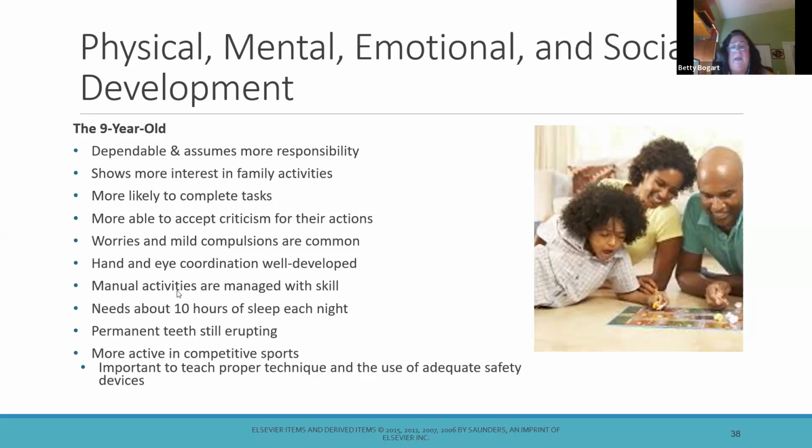They worry a lot. They worry about things like money problems. They worry about time management, bedtimes. They worry about many things that we don't even think about. Hand and eye coordination is really good. That's why they play softball, basketball, baseball now, right? Soccer, football. They need about 10 hours of sleep. And their permanent teeth, again, that stops at the end of school age where all of them will be in. And they love, again, those competitive sports, and they like to be good at it.